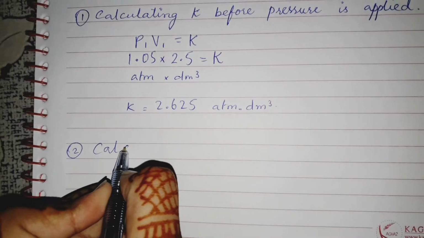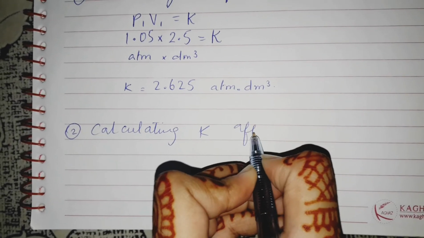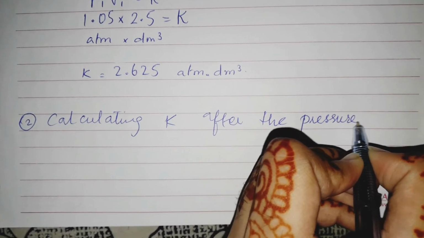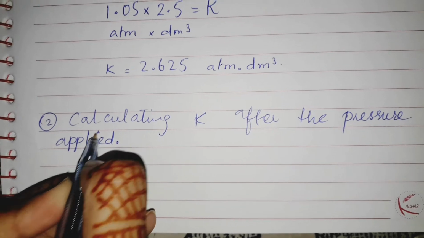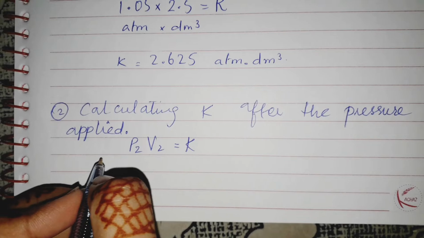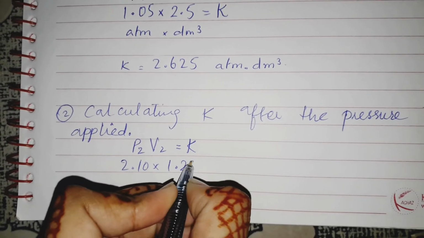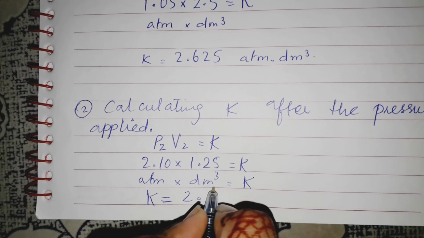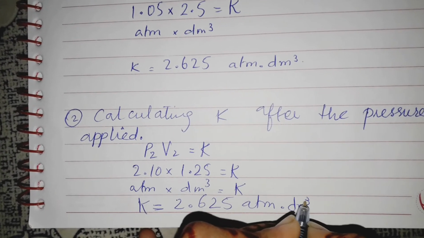Calculate the value of K after the pressure is applied. P2 V2 is equals to K. We have P2 2.10 and V2 1.25 is equals to K. So we get the value of K is 2.625 atm decimeter cube.